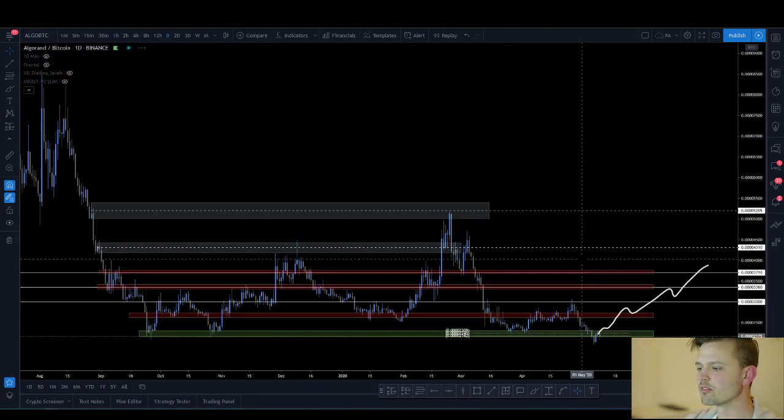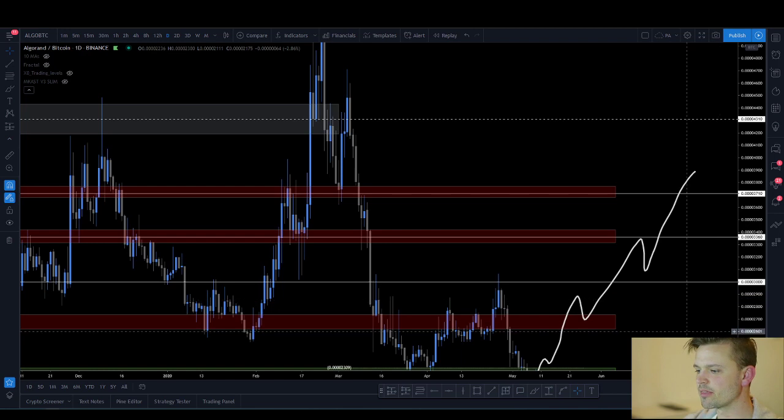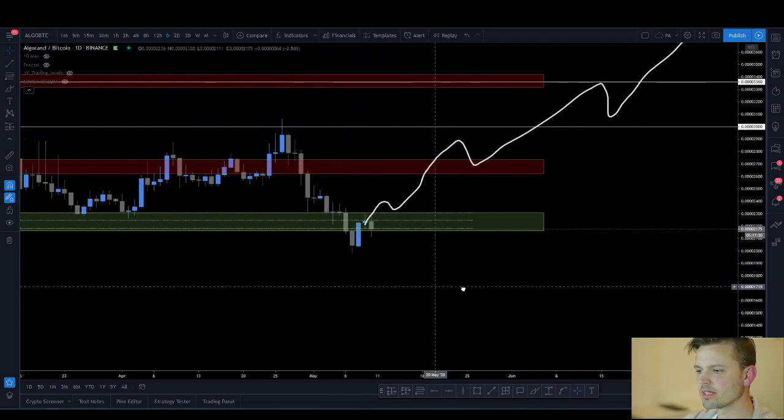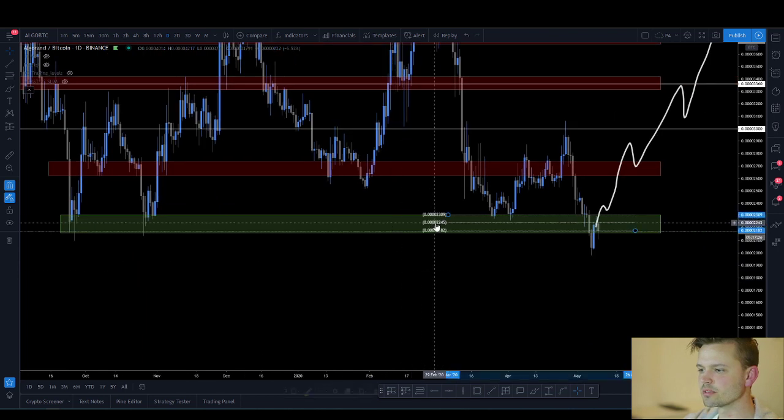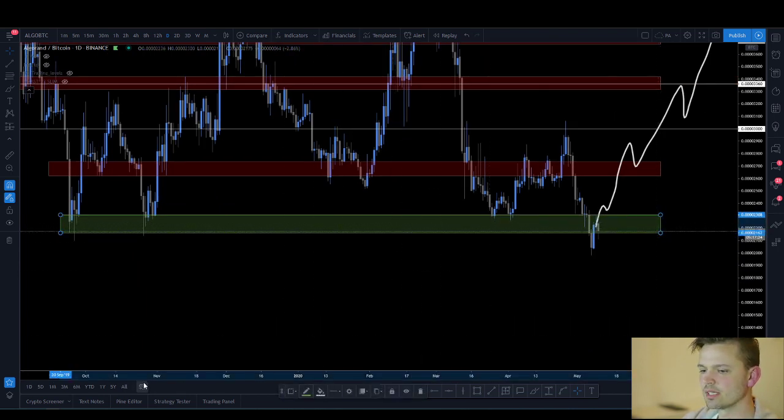So I'm looking for this on Algo BTC, right? And I think, yeah, right now we're getting rejected by this level right here. It should be red as support, right? So let's see red as resistance. Let's change it into resistance.